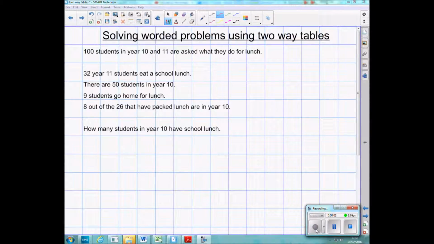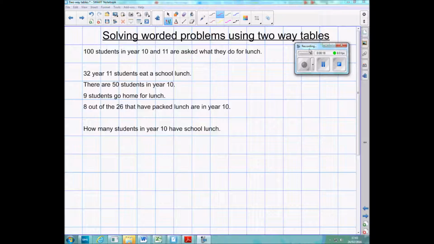Okay, this next section doesn't look like it's a two-way table question. In fact, there's a lot of data here, and most students get very confused. They put a couple of calculations down, and they think this is really tough, and then they give up. But actually, if you spot that this is a two-way table question, this question becomes quite easy to do. So first off, how do we spot it?